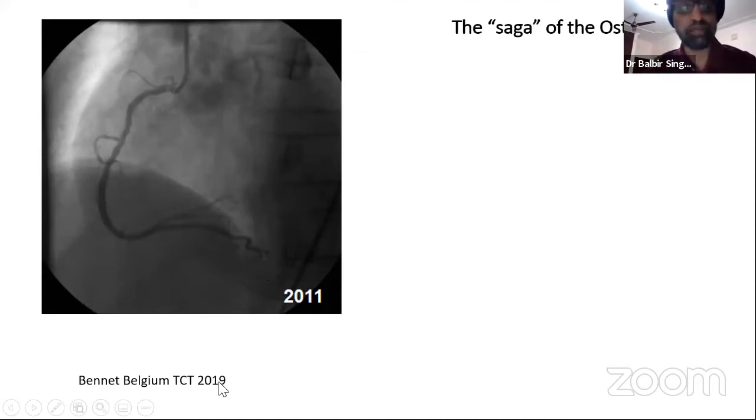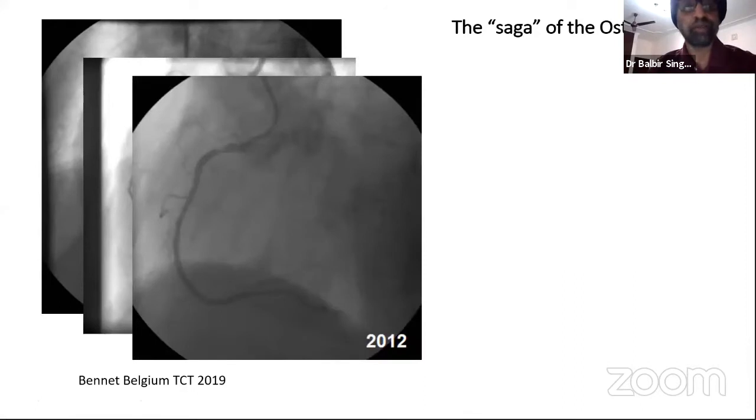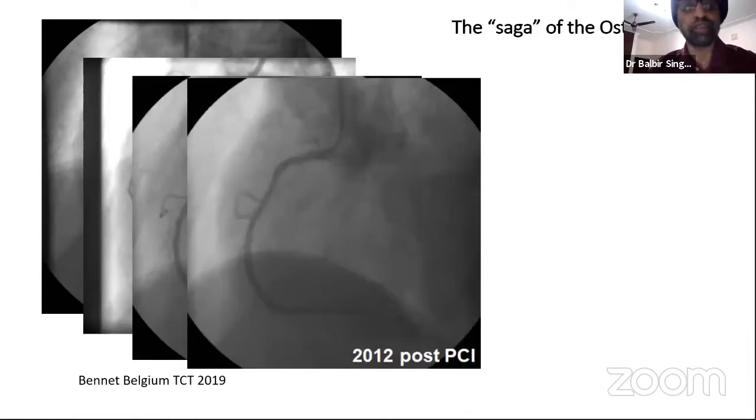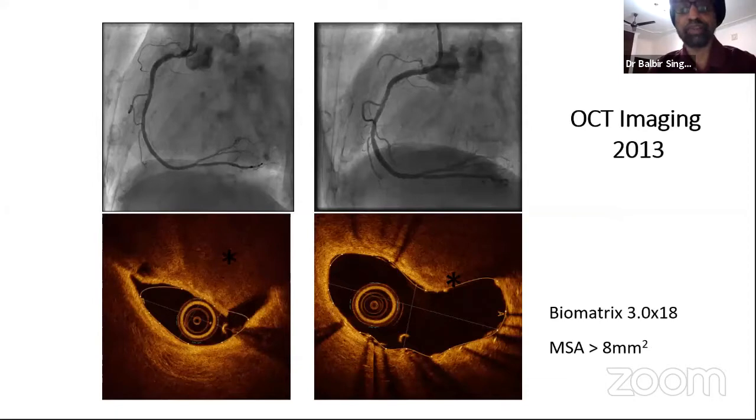Let's look at an example which was presented in 2019 at TCT. This was a lesion. The ostial lesion is the worst for stent fracture. 2011, a very good result. 2012, restenosis treated with a drug-eluting balloon. Comes back in 2013. Again, PCI is done, this time another stent, a BioMatrix, but you look at a calcium nodule protruding into this vessel. And this was after the previous stent restenosis. So MSA of 0.8, but this asymmetrical dilatation with a protruding stent.